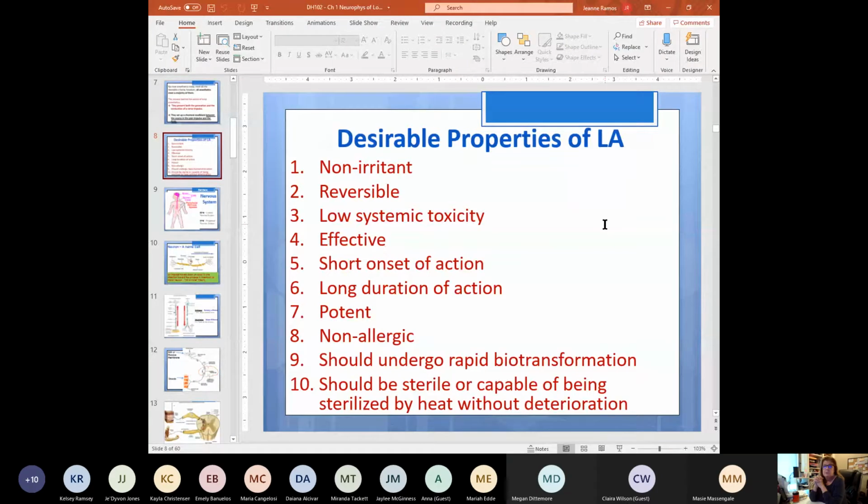So naturally, you want it to be potent enough to numb. You want it to be non-allergenic. You want it to undergo rapid biotransformation, which kind of hooks up with low systemic toxicity. You want that if it's in your body and it goes to certain areas to break down and then be eliminated, you want them to do that quickly and not hang around in your body building up a toxicity. So you want it to go through a really quick breakdown, or biotransformation.